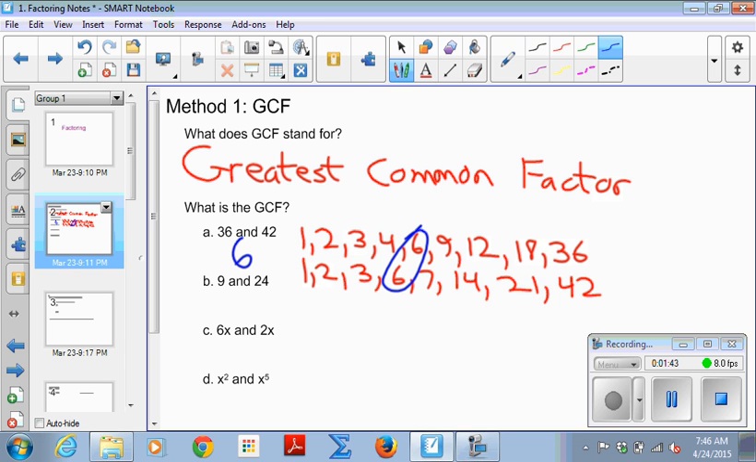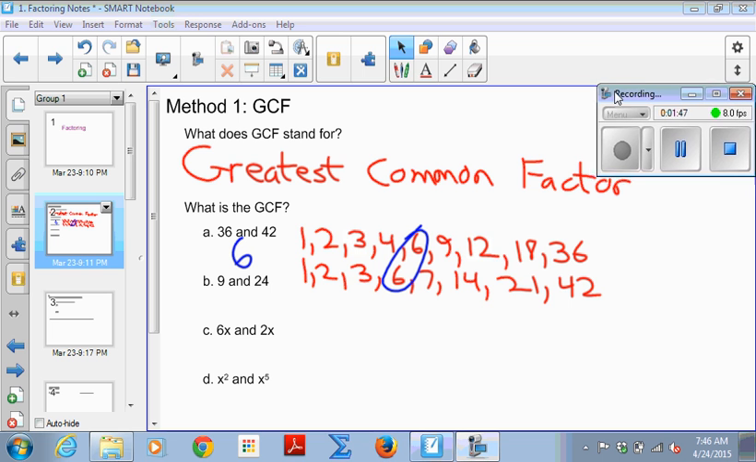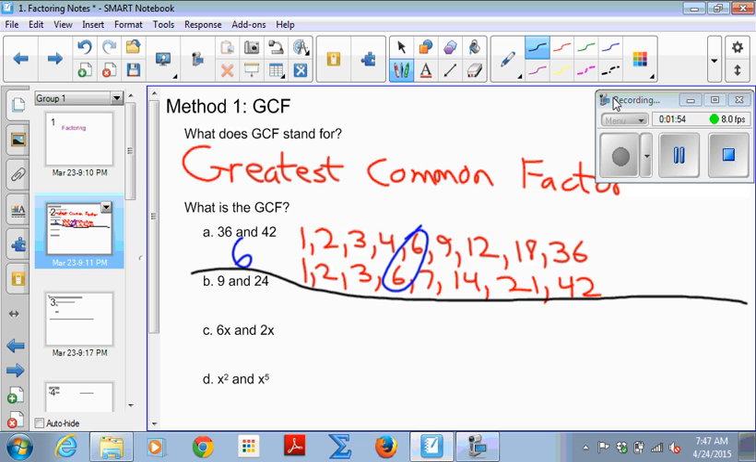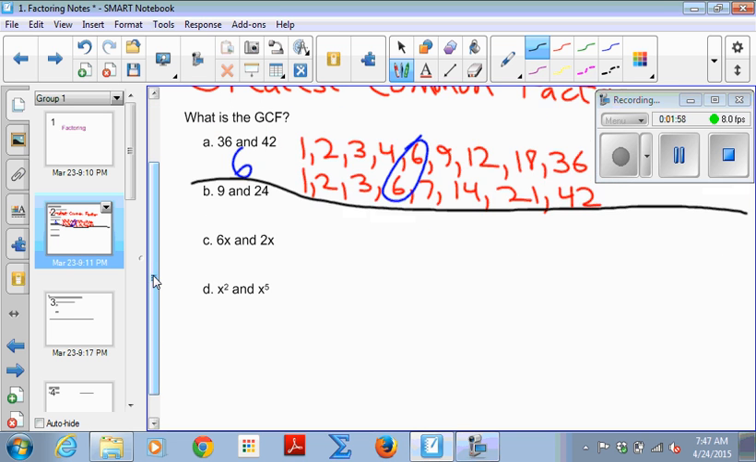The other way we can do this that I really like, we can use kind of an inverted box method. So we'll take 9 and 24 for the next one. And what I do, I'm going to make a little factor box. I'm going to put both 9 and 24 inside here. And I think of the greatest common factor of each, and I put it off to the side.